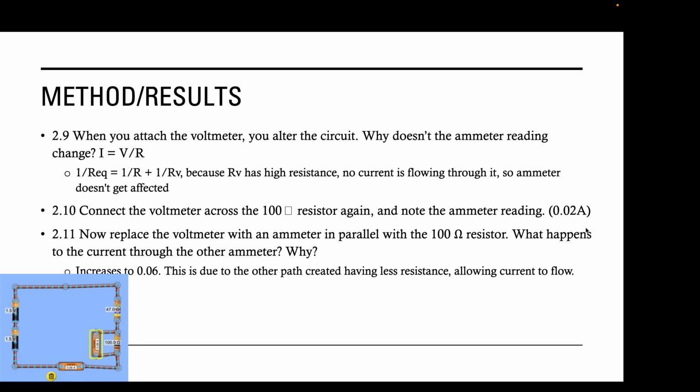The ammeter is still 0.02 amps. And what happens to the current through the other ammeter when we put this ammeter parallel to the 100 ohms? It increases to 0.06. This is due to the other path having less resistance, which is allowing more current to flow.